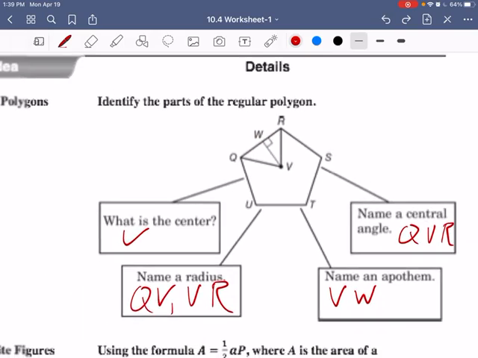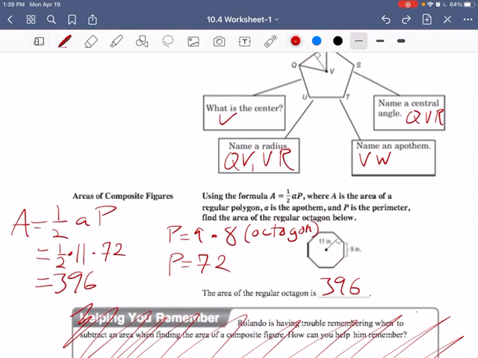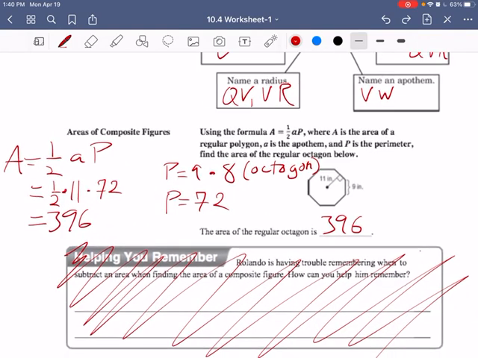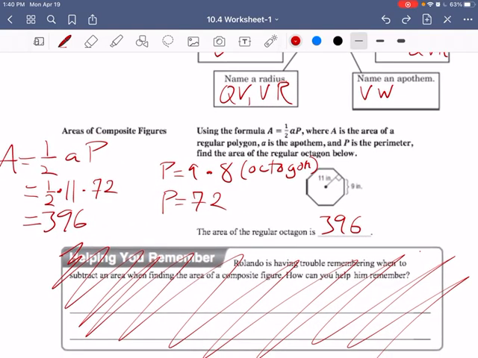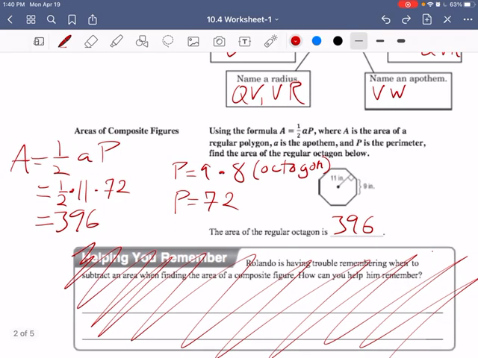Okay, and then from there, we can just get into finding the area of this figure. So if we've got this, the area is 1/2 a p. Uppercase A is going to be area, the lowercase a is the apothem, and capital P is the perimeter.